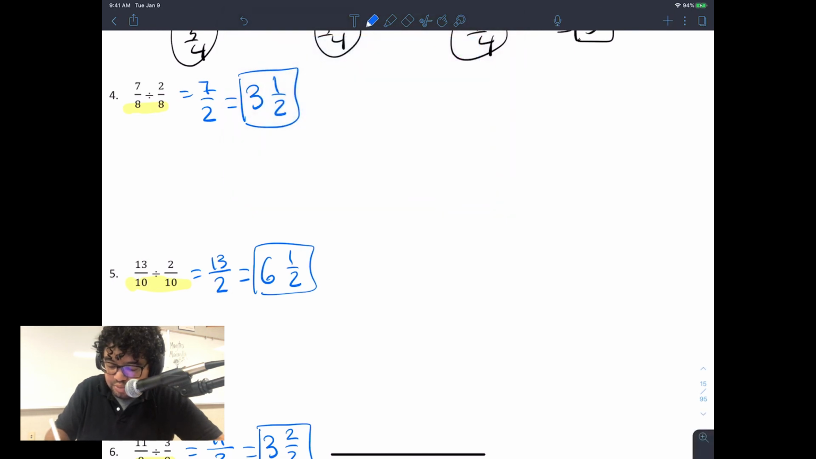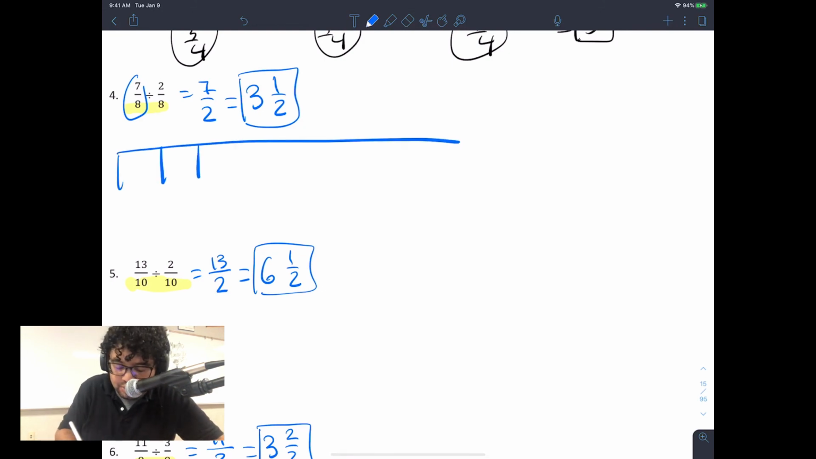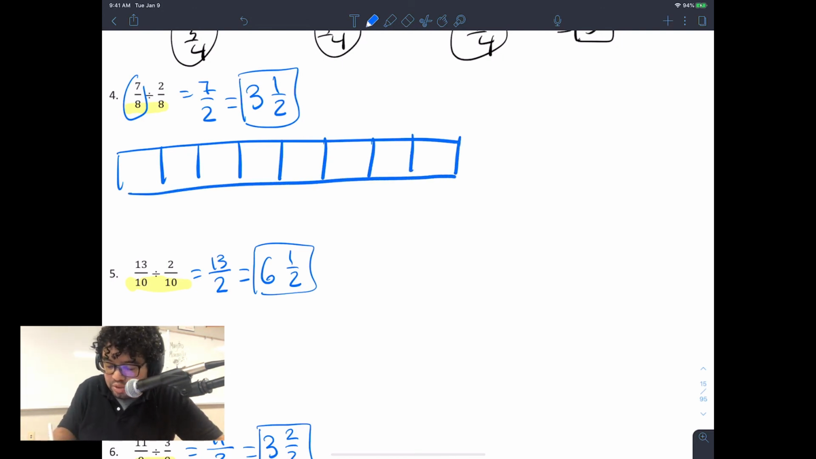Once again, if I want to do a model, then I'll look at 7/8. So I'll have 8 boxes. So 1, 2, 3, 4, 5, 6, 7, 8. Close it. And then I'm going to shade in 7. So 1, 2, 3, 4, 5, 6, 7 out of the 8.